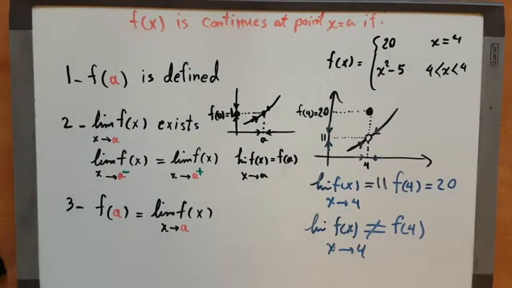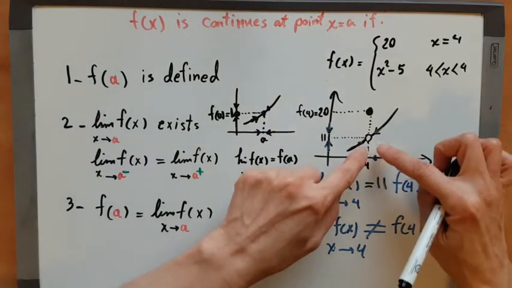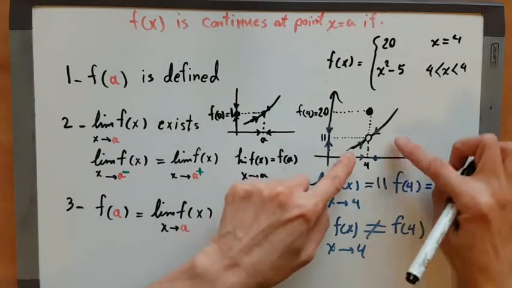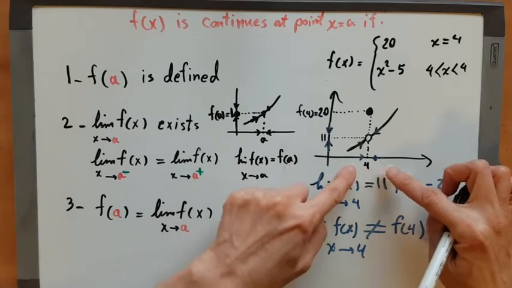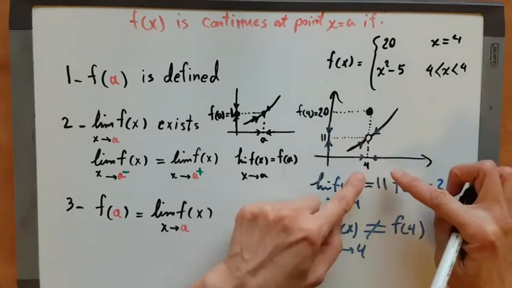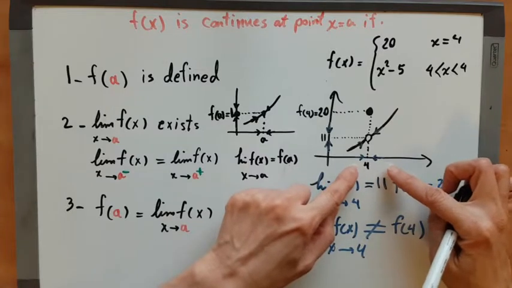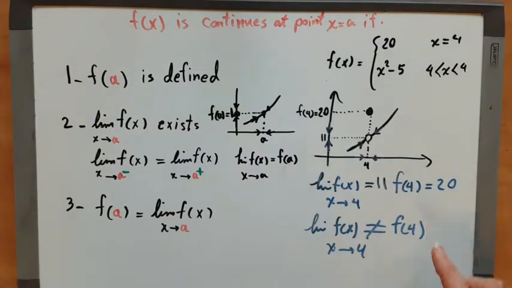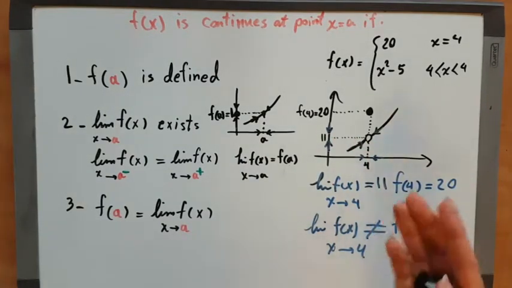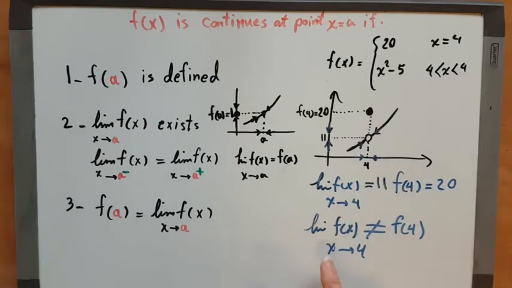So in this case, interestingly, the limit exists. The limit is 11. Left limit and right limit are equal. However, even though the limit exists, it does not equal the amount of f at point 4. So this condition is not met.